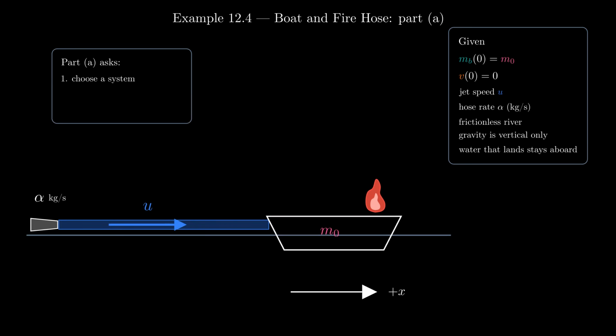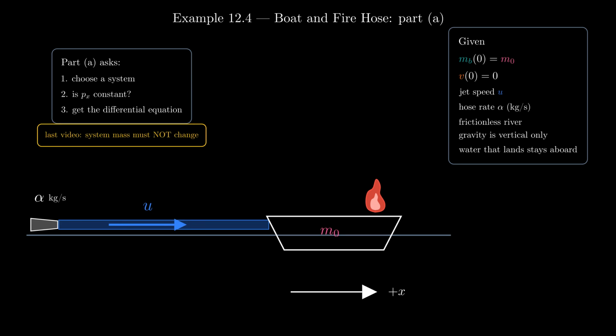Part A asks us to choose a system, decide whether its momentum is constant, and derive the differential equation for the boat's motion. Last video's rule applies word for word. Pick a system whose mass does not change, the same matter at both snapshots. This is category 3 from 2 videos back. Mass flows in and it brings momentum with it.